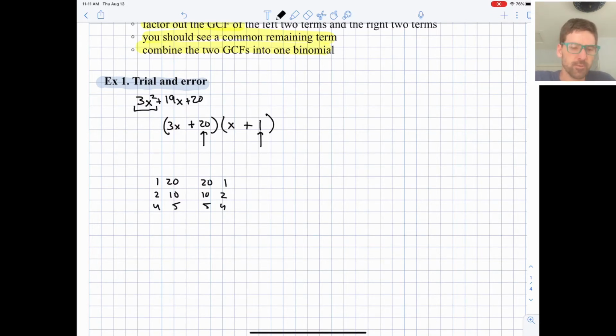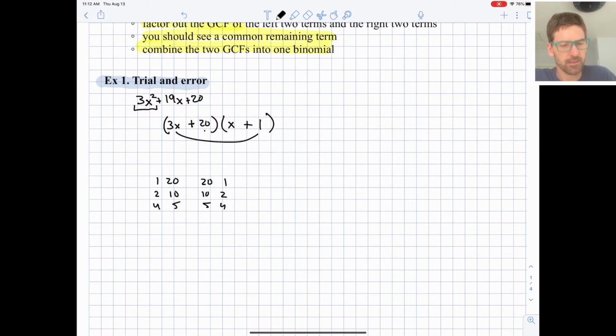Okay, so once we have this 3 to start things off, once we have some coefficients in front of the x that aren't 1, we need to think about the order in which we're putting the numbers in. Okay, so let me clean things up a little bit. And I think we can see that neither the 1 and the 20 or the 20 and the 1 work. We're really just testing to get the 19 now. 3 times 1 is 3 plus 20. That gives us a 23. So that doesn't work. That doesn't get us a 19. So these guys don't work.